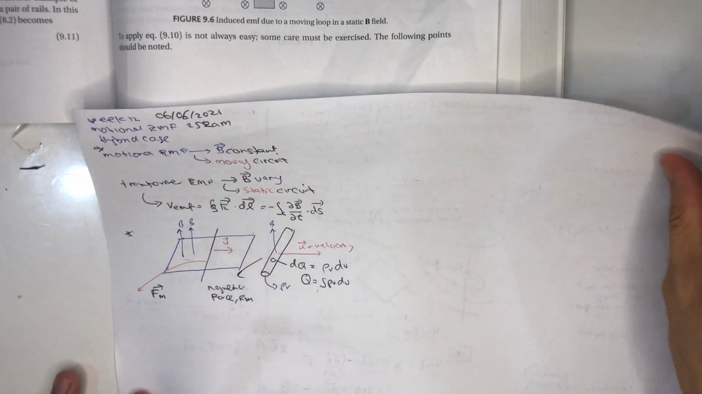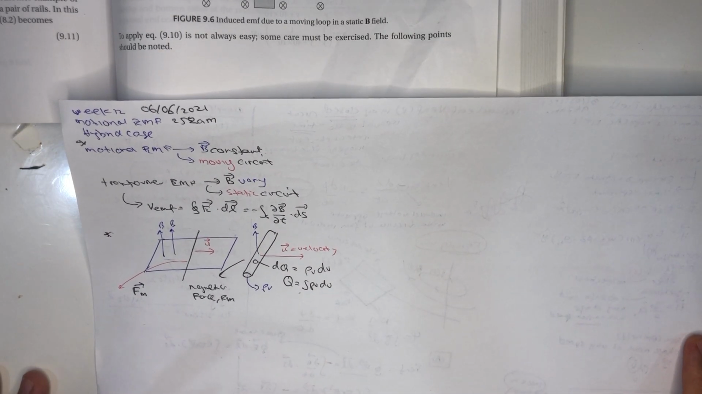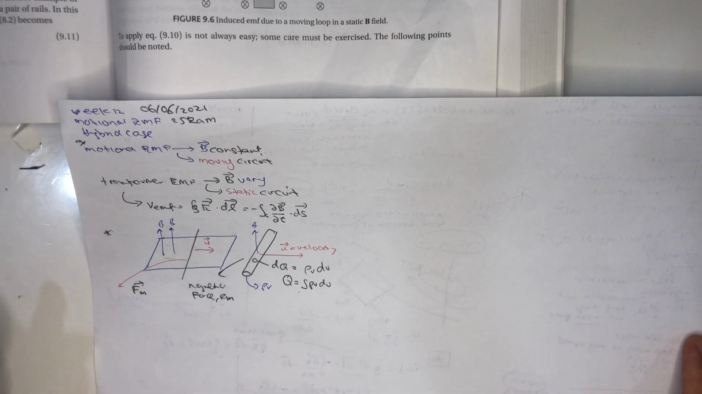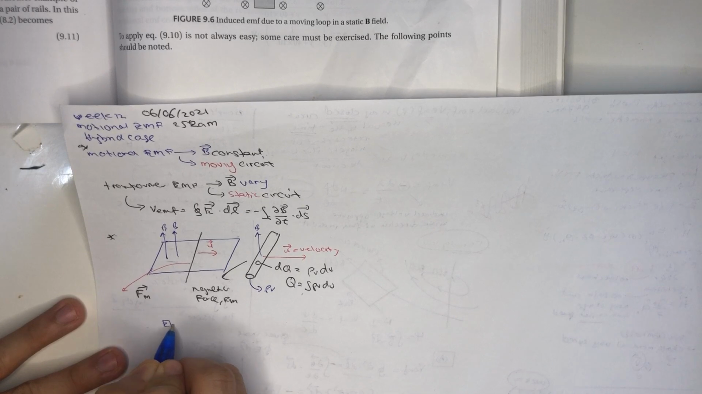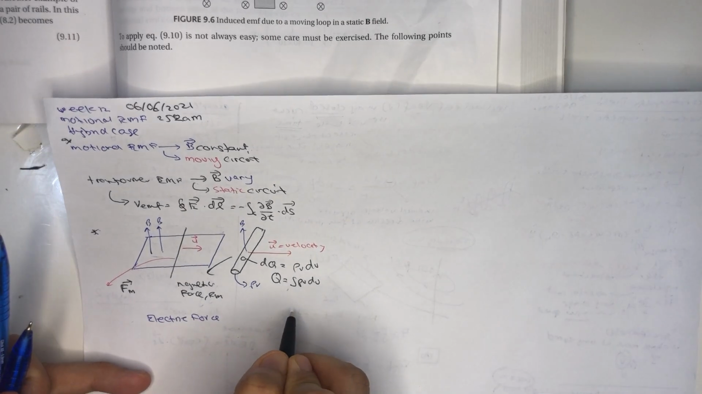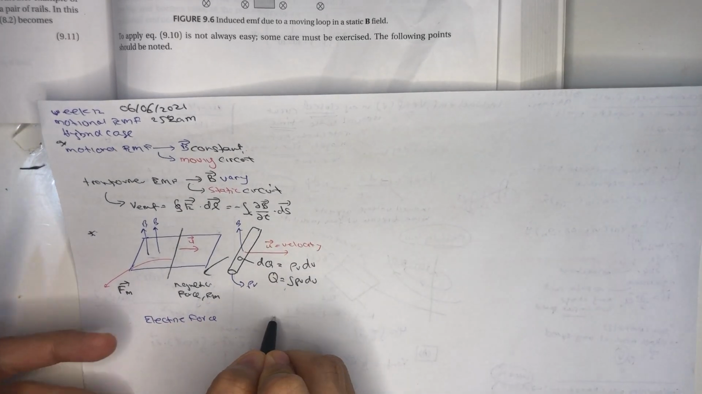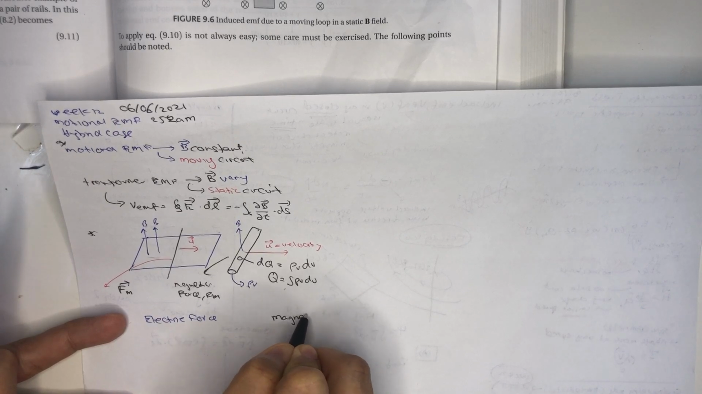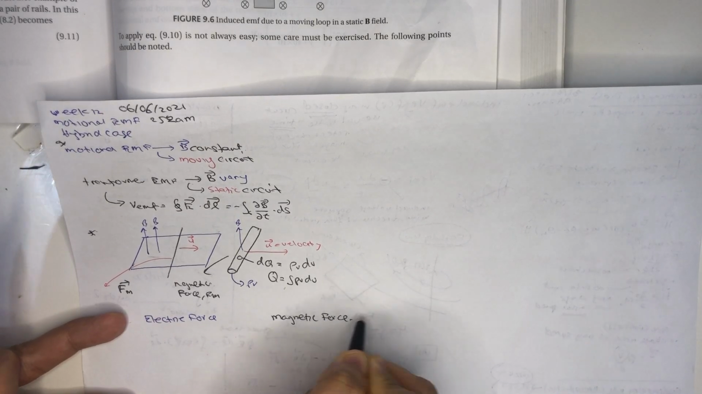Okay. Then we learn that in electric and magnetic, we both have force. We have a magnetic force and an electric force. What we learned in the previous lecture was about electric force, right? Now we are about to learn, or maybe you already started to encounter, the magnetic force.